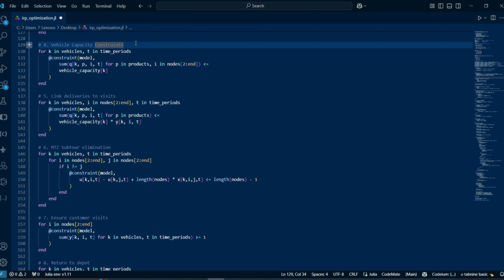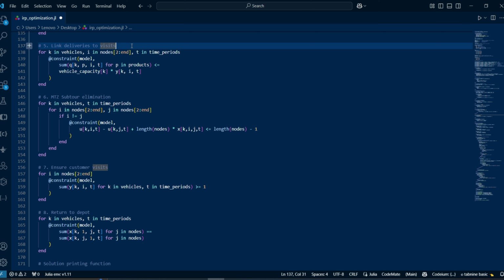And here, fourth, vehicle capacity constraints. It ensures that the total quantity of products delivered by each vehicle to customer nodes doesn't exceed its capacity during any given time period. This maintains operational feasibility by respecting the predefined limits of the vehicles. The constraint is written like that, the sum of Q_kpit, and so on, bounded by vehicle capacity. This guarantees that no vehicle carries more than its maximum capacity.